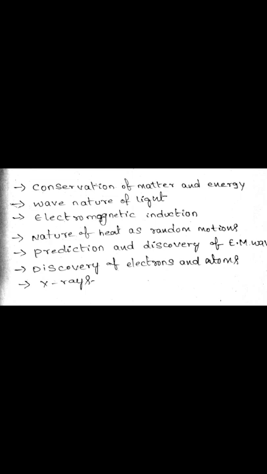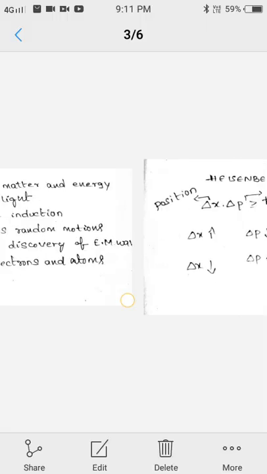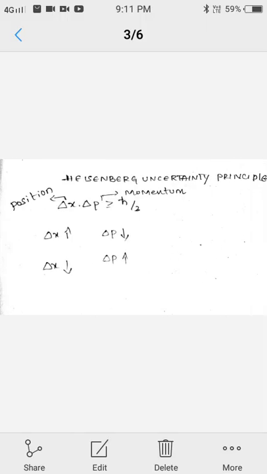Classically, we can determine the position and the velocity of a body. Not true in quantum mechanics. We can explain this by the Heisenberg uncertainty principle, that is delta x delta p is greater than or equal to h-bar by 2. Whenever the position uncertainty is decreased, automatically the momentum uncertainty of the particle is increased, and vice versa. Attempting to determine its position changes its velocity.